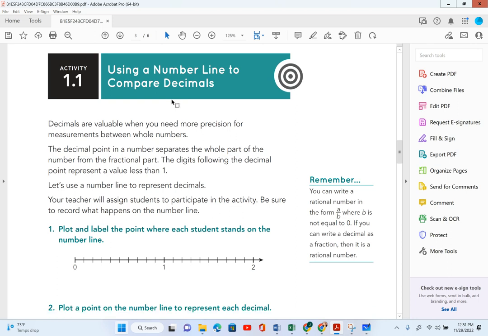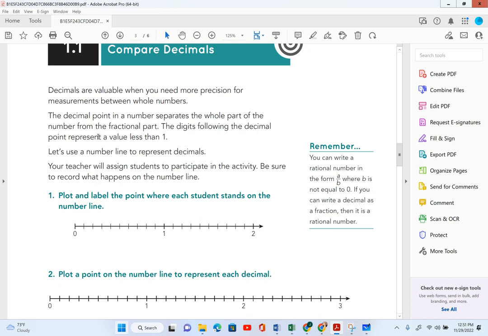Okay, let me go ahead and do Activity 1 with you, and you will do number 5 on your own. And then we'll move on from there. You can do number 1 with me in your book while we go over it. Decimals are valuable when you need more precision for measurements between whole numbers. The decimal point in a number separates the whole part of the number from the fractional part. So between our whole numbers, like between 1 and 2, are all these fractions or decimals. The digits following the decimal point represent a value less than 1.